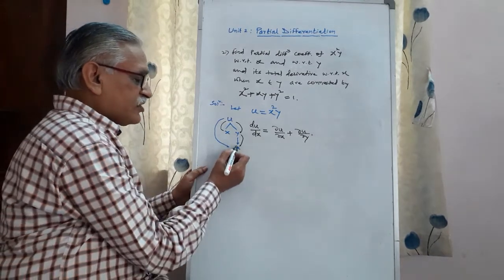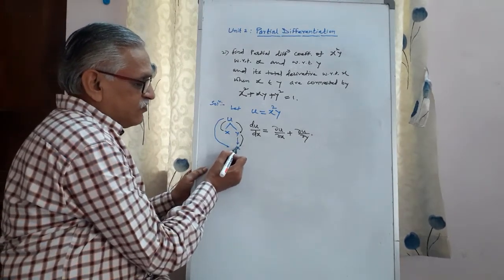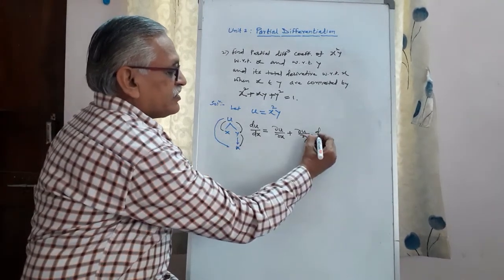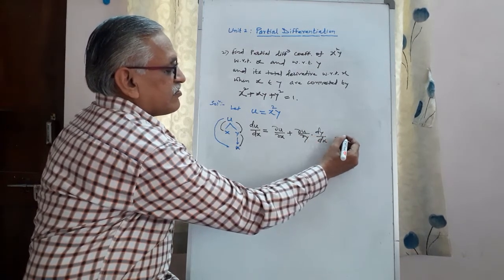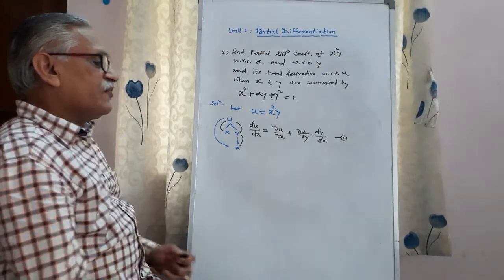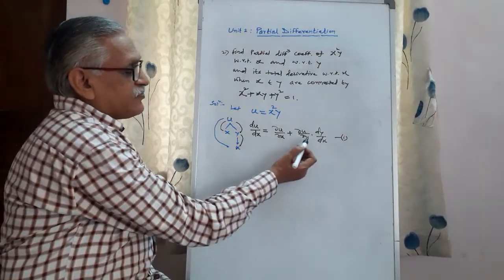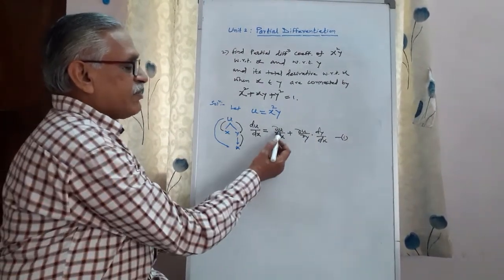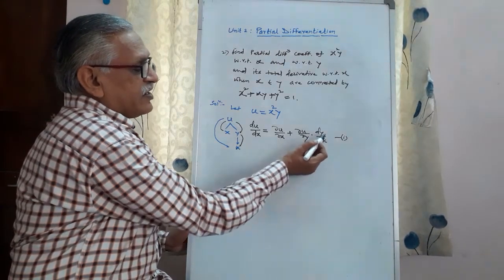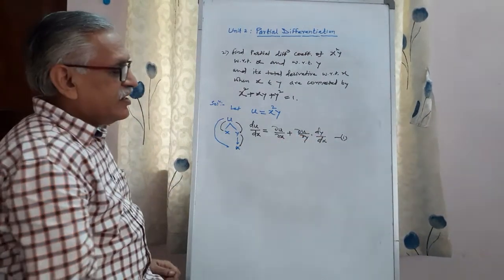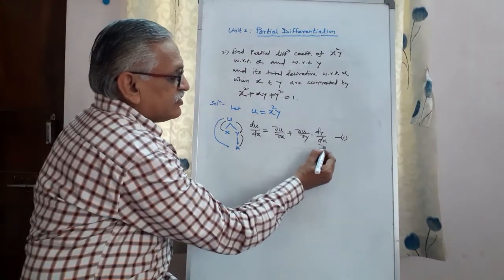And derivative of y with respect to x, as it is a function of one variable, it must be ordinary, dy by dx. Therefore, here we require three types of term: partial derivative of u with respect to x, partial derivative of u with respect to y, and this dy by dx.